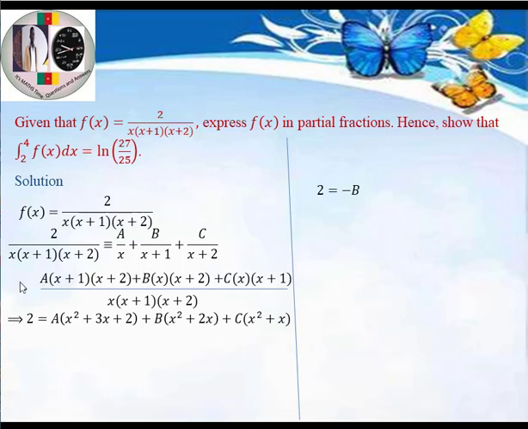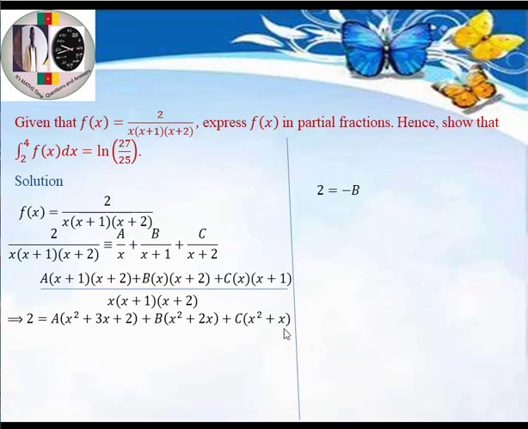x times x is x squared, x times 2 is 2x, 1 times x is x, plus the other 2x will give us 3x, 1 times 2 is 2, so we'll have A(x² + 3x + 2). Then B times x is Bx, Bx times x is Bx squared, and x times 2 is 2x. Then C: x times x is x squared, x times 1 is x, times C. So we have that.